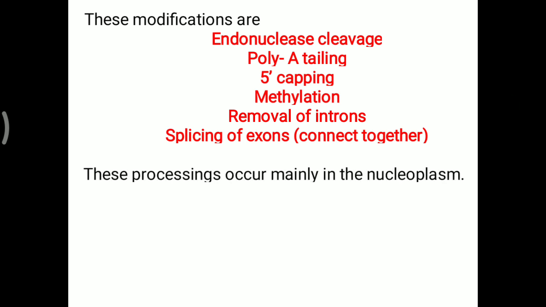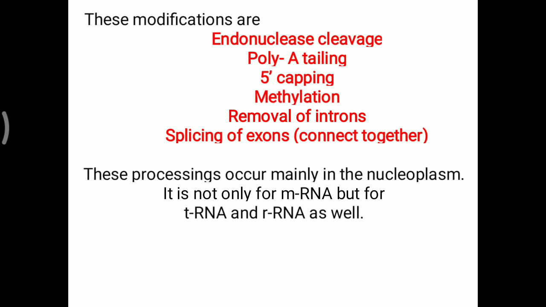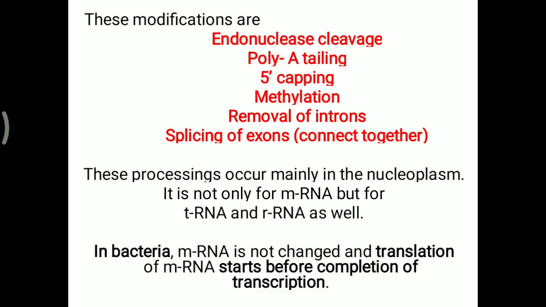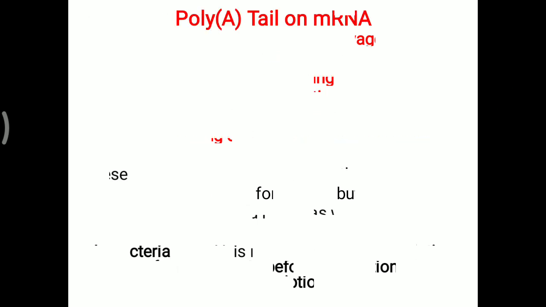This processing occurs mainly in the nucleoplasm. It is not only for mRNA but for tRNA and rRNA as well. In contrast to mammals, in bacteria the mRNA is not changed, and translation of mRNA starts before completion of the transcription. So that is quite a difference between prokaryotic and eukaryotic cells.